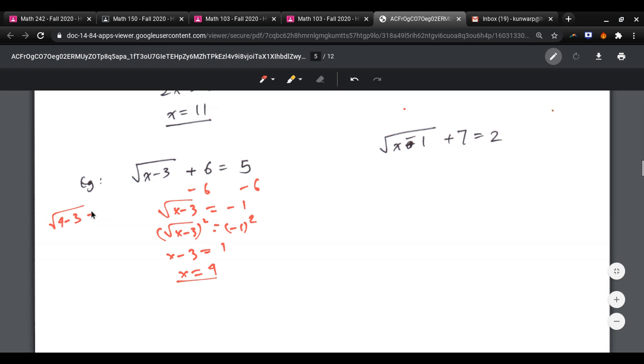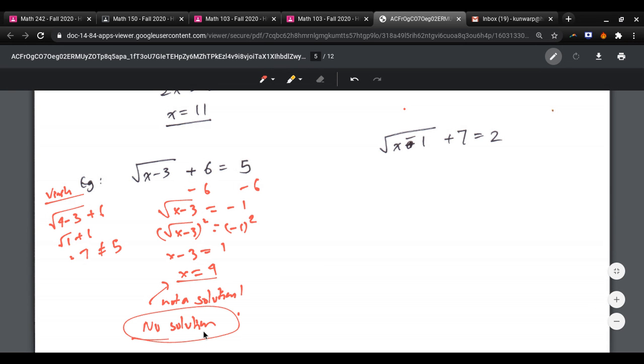4 minus 3 plus 6, that's 1 plus 6, which is 7. That's not equal to 5, right? So this is not a solution. So there is no solution in this case.